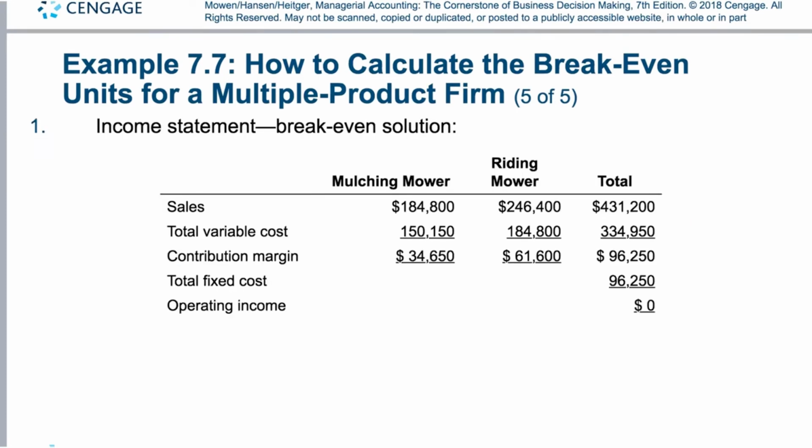And again, I'll show you how to do this in Excel in the next video. But here we just have our contribution margin income statement calculated as before, giving us $34,650 in contribution for the mulching mower, $61,600 from the riding mower, giving us a total contribution of $96,250, which is our total fixed cost, giving us an operating income of 0.